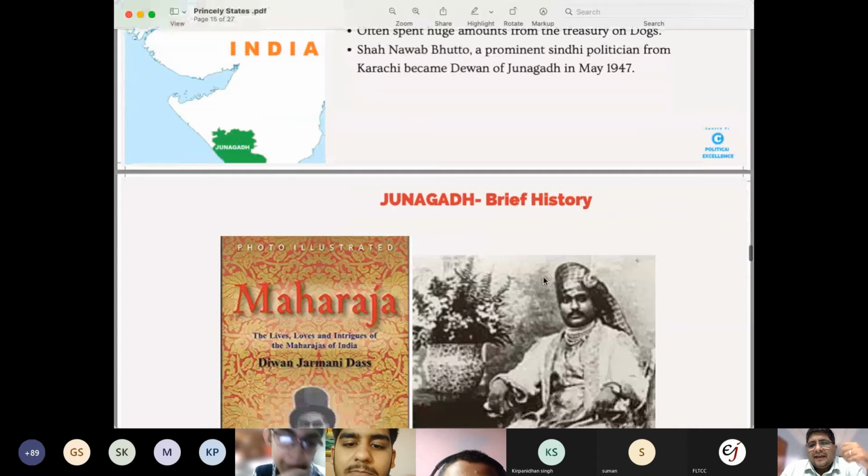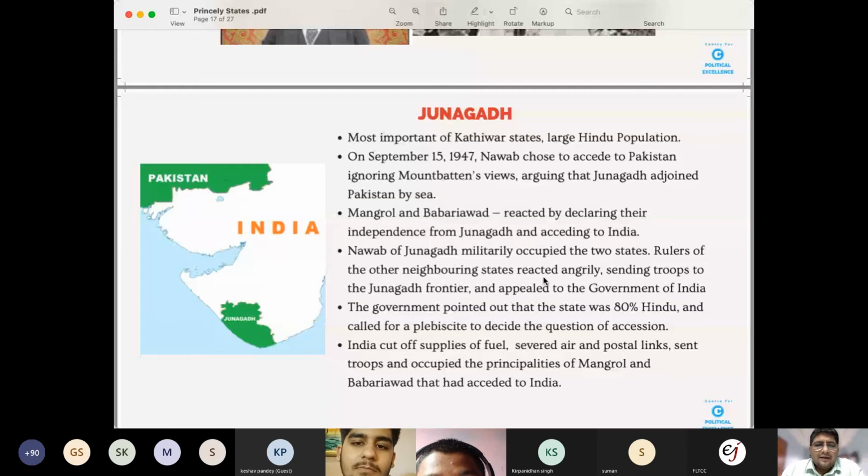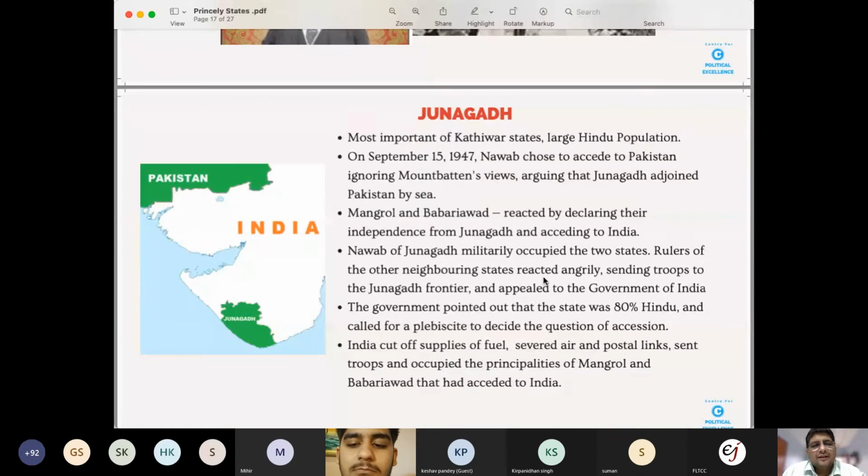Now, what happened? He was in Europe in May 1947, and he declared in Europe that the princely state of Junagad, which is not connected to Pakistan by land, but it is connected to Pakistan by sea, we are joining or we are acceding to Pakistan. Now, he completely ignored the Mountbatten views that no princely state can join the dominion if it's not in contiguity or if it's not joined by the dominion by land. So he decided to join.